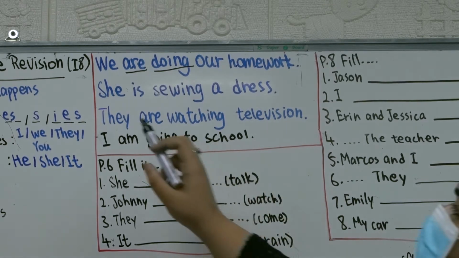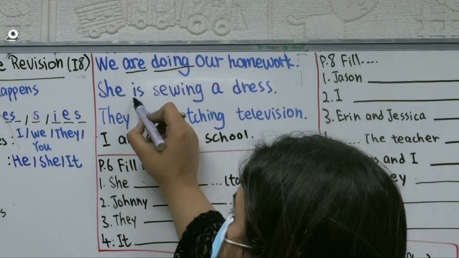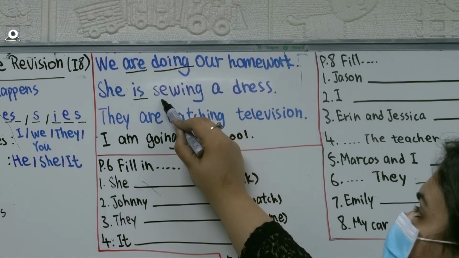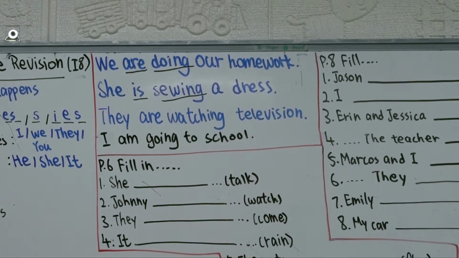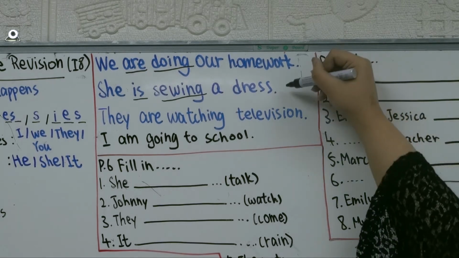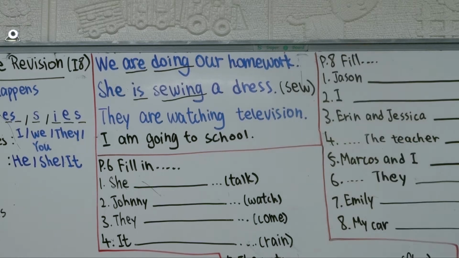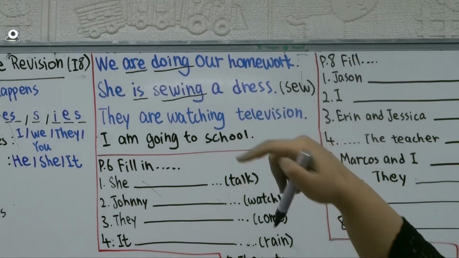So here, subject she is followed with the verb to be, is. And then sew becomes sewing. Okay, so here's the spelling rule. Do you know which one is the original verb? The original verb is sew. Spelling rules here. Alright.